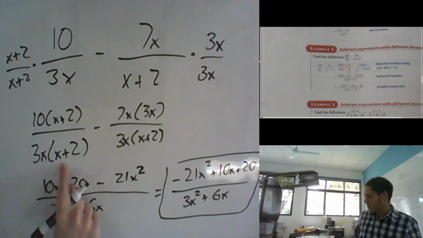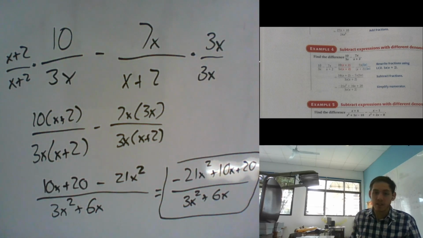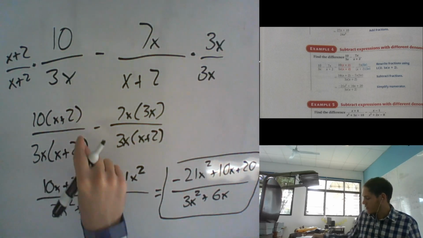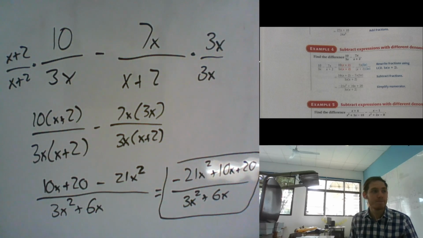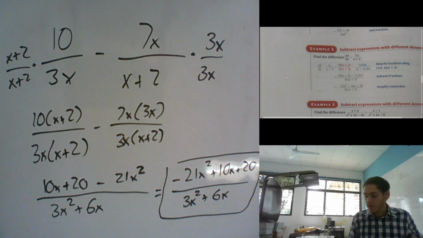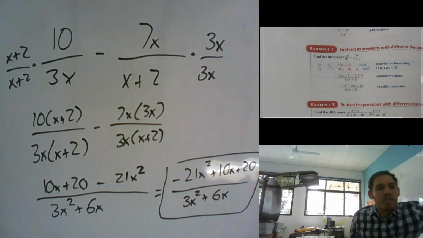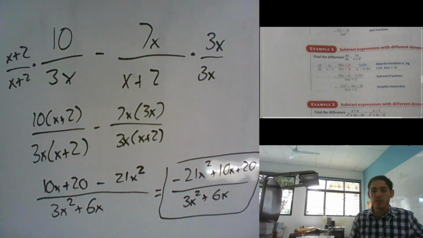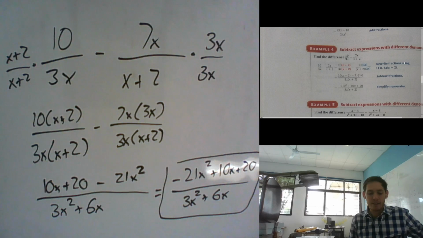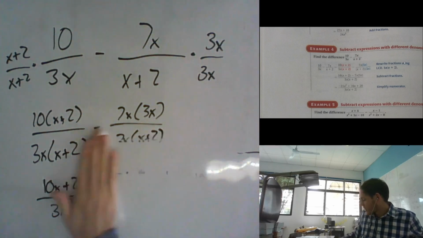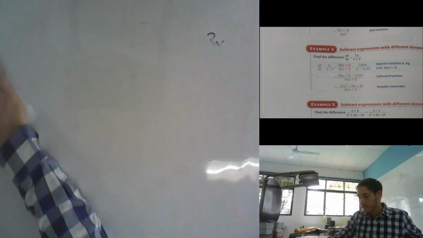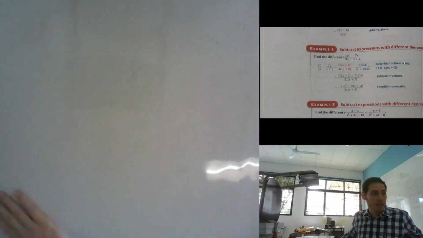Now, the book doesn't distribute this, and it's up to you. I do think it's worth distributing these ones. That's what the book does too. Okay? So, they don't distribute the bottom, but you can. So, you need the same denominator to add fractions. Okay? You need the same denominator to add two fractions, or subtract them. If you don't have the same denominator, that's not possible.